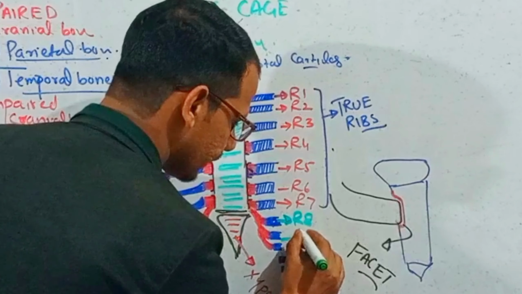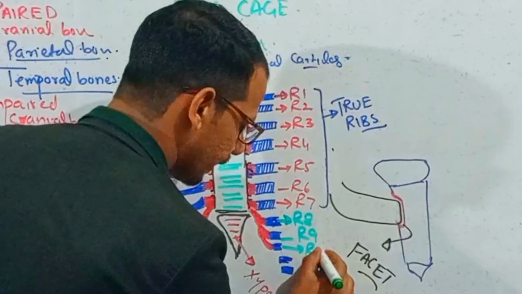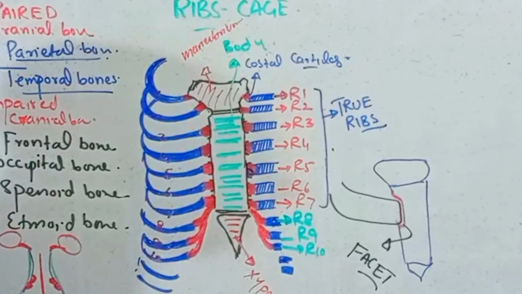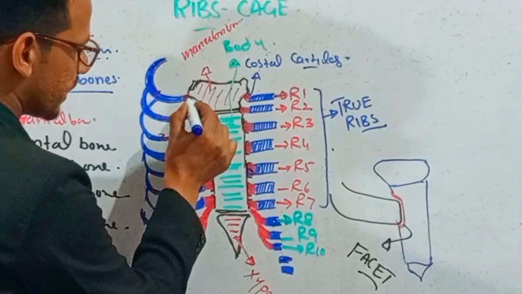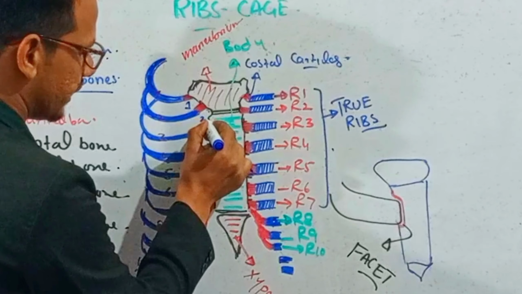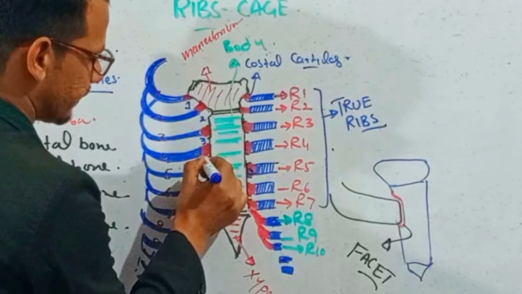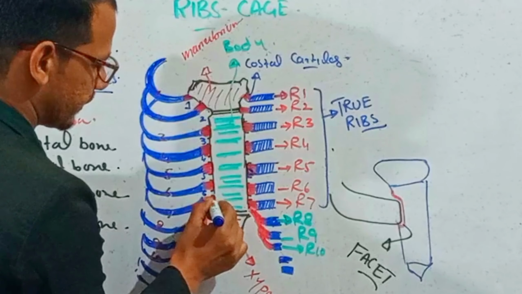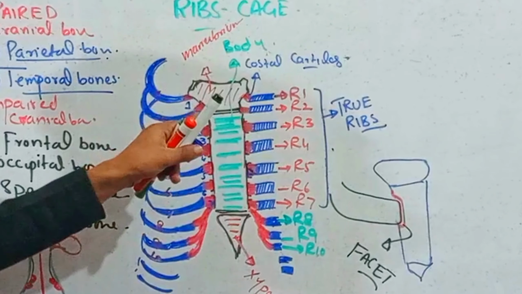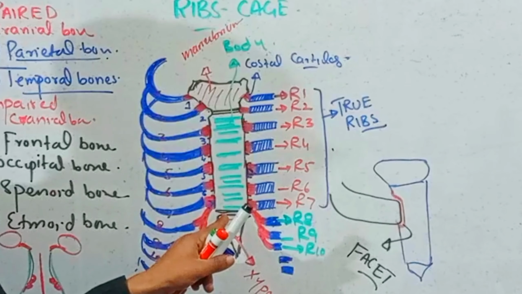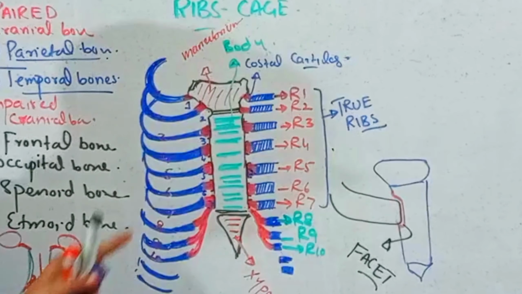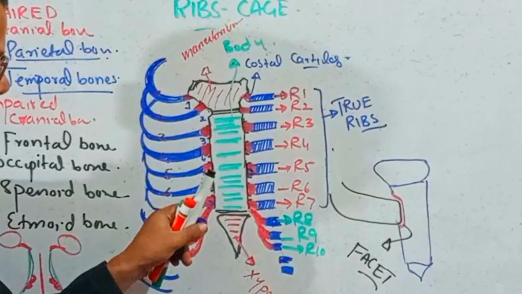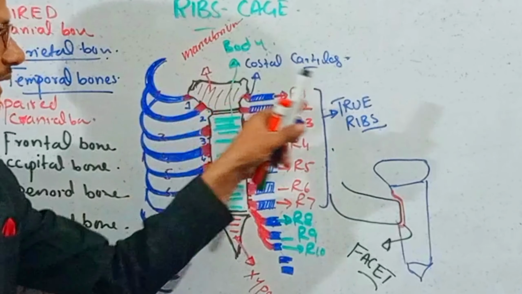The next 3, the 8, 9, and 10, are indirectly attached to the sternum because, as we see here, this is costal cartilage 1, this is costal cartilage 2, this is costal cartilage 3, this is 4, this is 5, this is 6, and this is 7. So we have only 7 facets on the sternum, right? And we have 10 ribs which are attached to the sternum, right? So the first 7 ribs are directly attached to the sternum, and they are called true ribs.